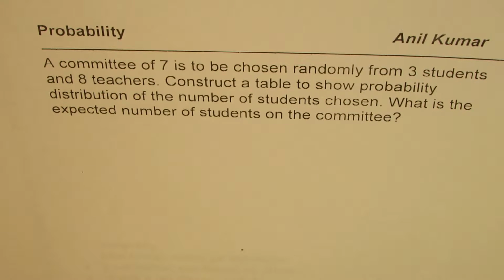The question here is, a committee of 7 is to be chosen randomly from 3 students and 8 teachers. Construct a table to show probability distribution of the number of students chosen. What is the expected number of students on the committee?